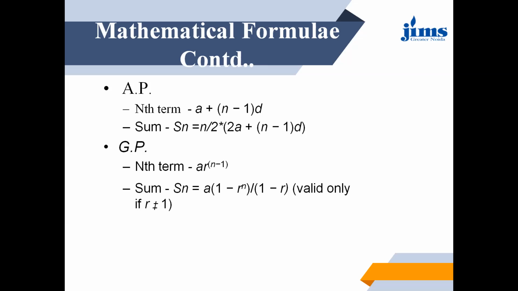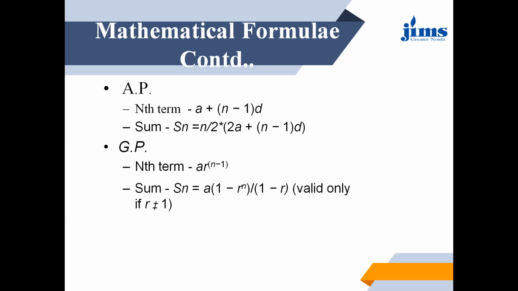So in case of AP, the nth term will be found using a plus n minus 1 into d, right? And the sum, that means Sn, equals n upon 2 into 2a plus n minus 1 into d. So these are the two formulas which are used. Generally, the nth term is used maximum times in case of AP.